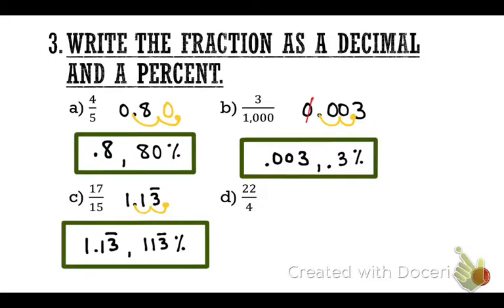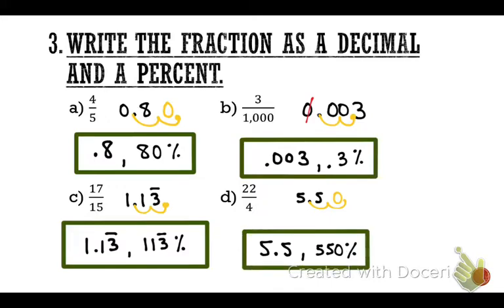Reagan, what'd you get for 22/4 as a decimal? I got 5.5. Okay, very good. And then Abby, what should I do with the 5.5 to turn it into a percent? Very good. And what's your answer? 550%. Very good. All right. How many of you would say you got problem D correct? Remember, once again, I want your final answer to have both the decimal and the percent because the instructions say to write the fraction as a decimal and a percent.